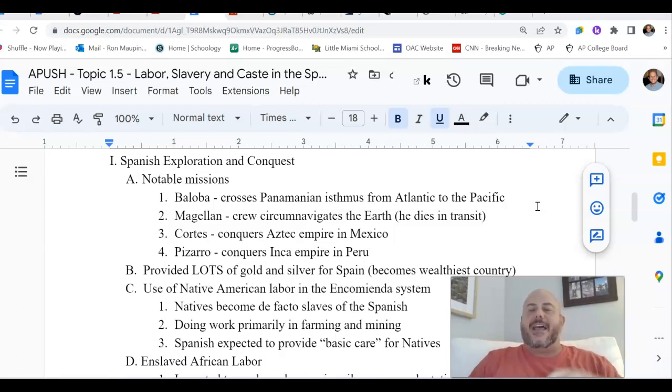So understand that the Spanish Empire, this global empire that is emerging, particularly in the Western Hemisphere, is the result of horrific exploitation of the natives that are going to be living there.